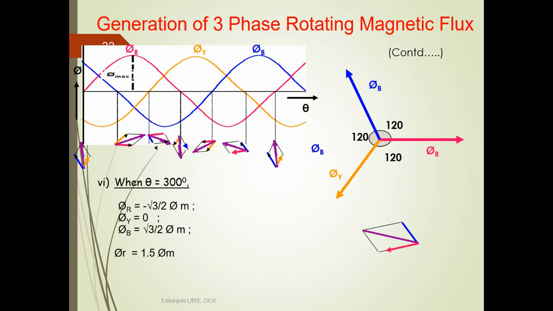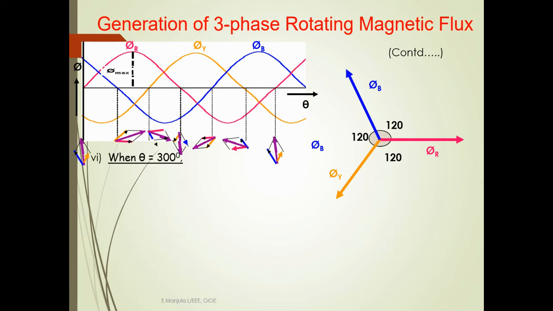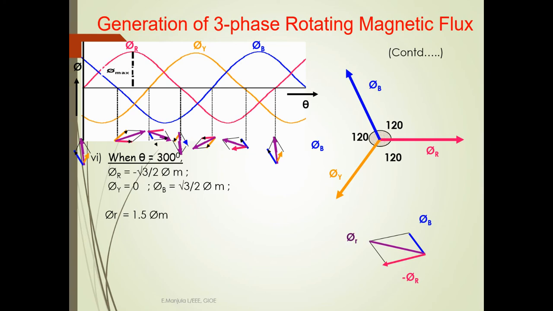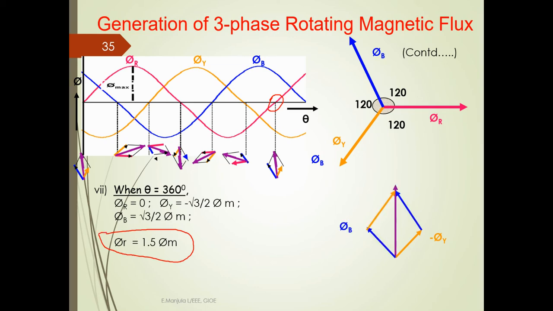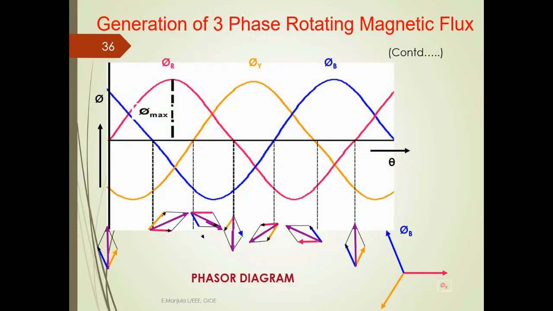like previous only, we have to find out pi r is negative, pi y is 0, and pi b is positive. So the resultant flux is 1.5 pi. So here in all degrees, what we are observing is that everywhere till 360 degrees, step by step, we could find out the resultant flux is 1.5 pi maximum only. Okay.